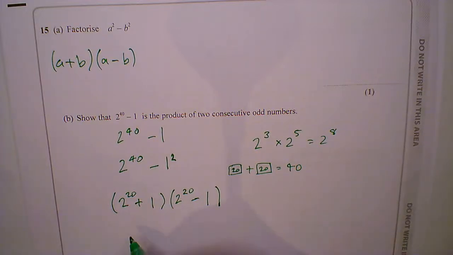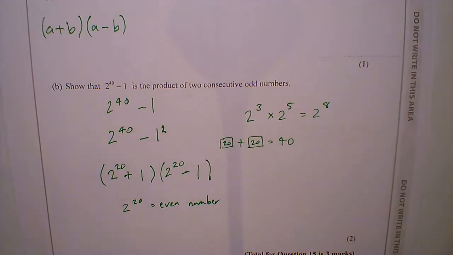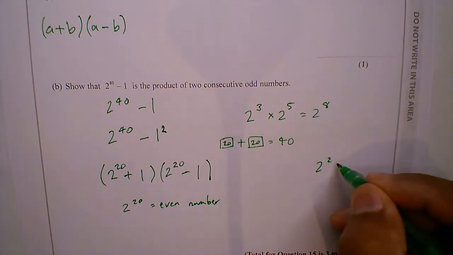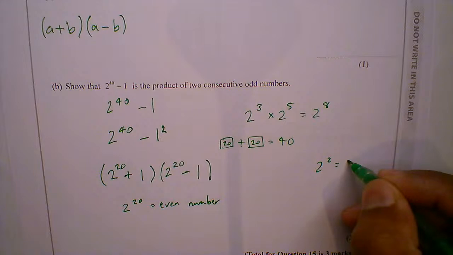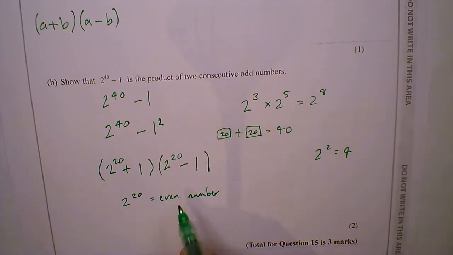Let me rewrite this to add a little bit of information. 2 to the power 20 would be an even number. So again, let me use a small number to understand this. Let's say 2 to the power 2 equals 2 times 2, which is 4. Okay, so here you've got that.